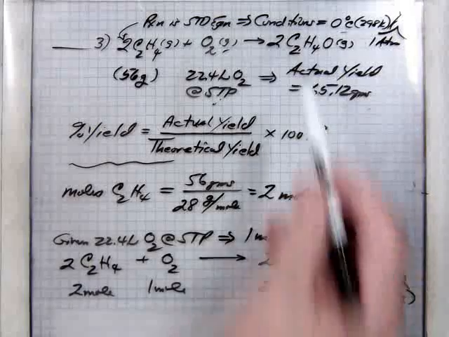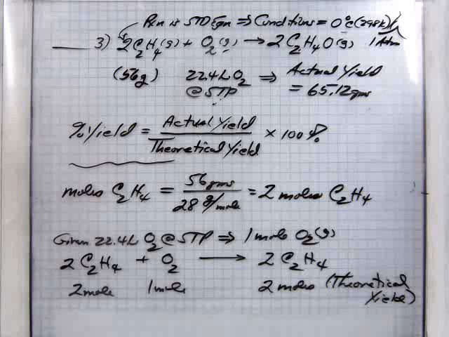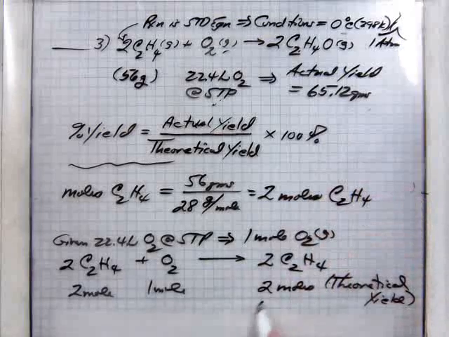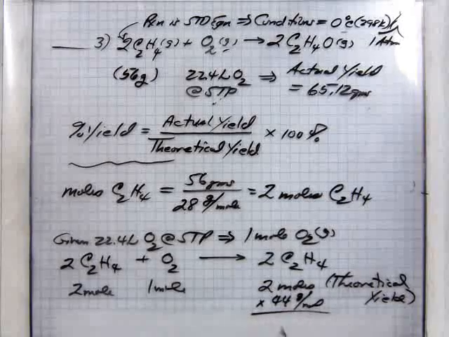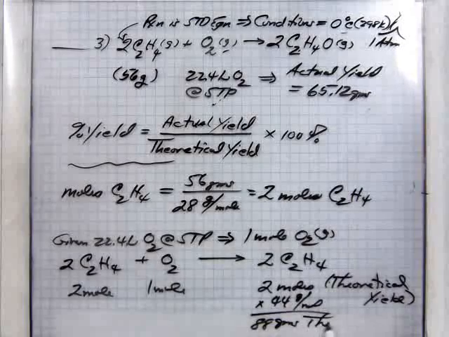65.12. Well, this one has, let's see, a formula weight of 88. No, that's a theoretical yield. 44, sorry. So, times 44 grams per mole, and that's 88 grams theoretical yield.